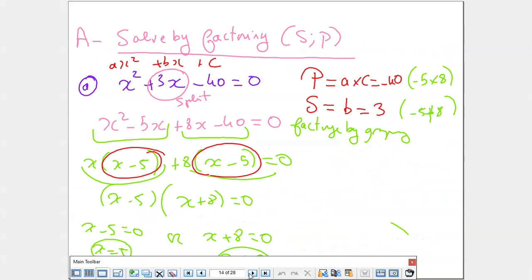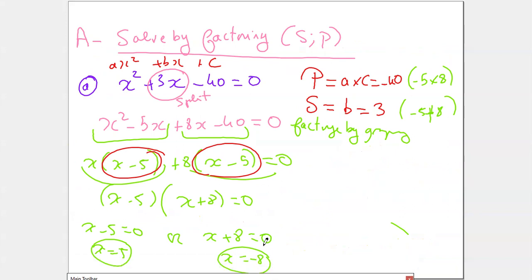Now, let's solve by factoring using S and P for the quadratic equation. If I have, for example, x squared plus 3x minus 40, P is always A times C and S is B. P here is 1 times minus 40, so it's minus 40, and S is 3. I need to find two numbers that multiply to give minus 40 and add to give 3. The two numbers are minus 5 and 8. Minus 5 times 8 gives me minus 40, and minus 5 plus 8 gives me 3.